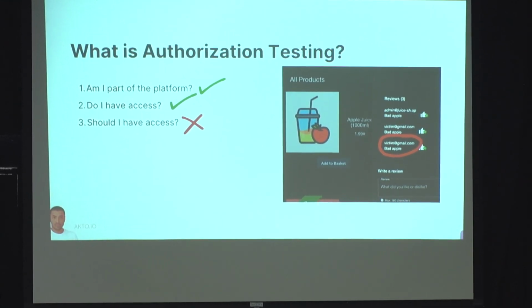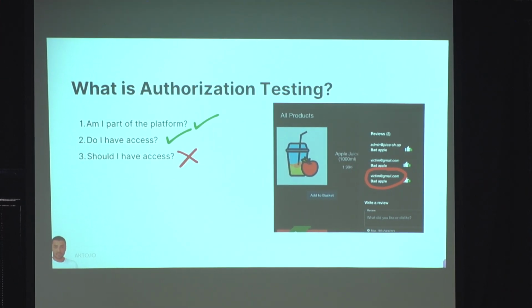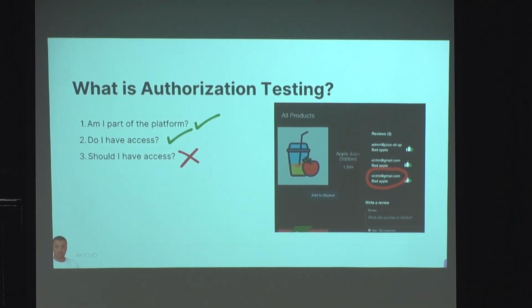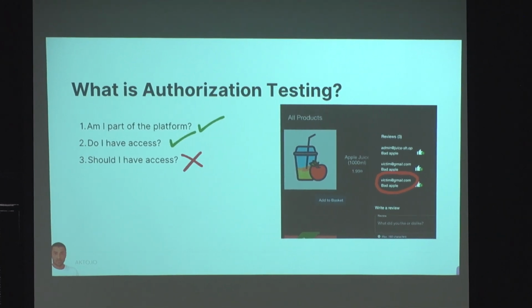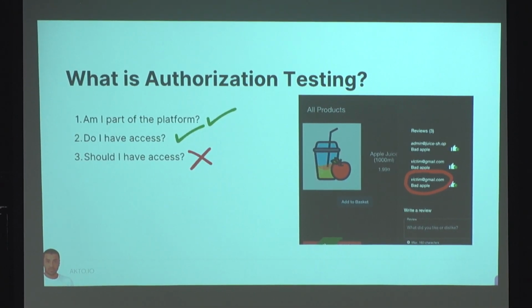What I have over here is a small example from Juice Shop. One user has posted a review of some product on the platform, saying it's bad apple. If I, as a totally different user, can go ahead and modify this review, that's a broken authorization problem. And that's how you can simply define broken authorization problems.